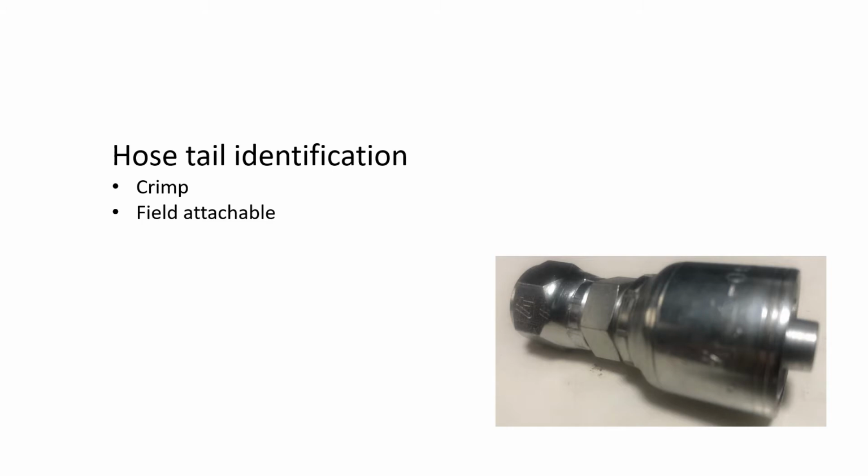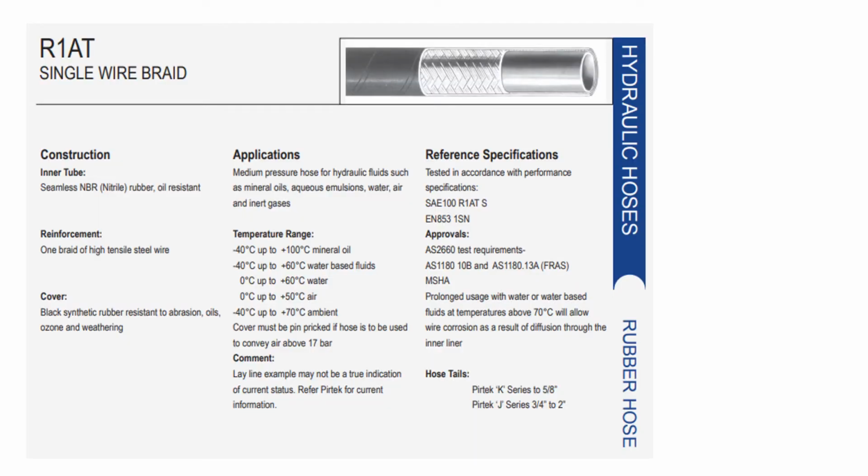Before we begin, let's have a look at hose tail identification, crimp style and field attachable style. Let's start with the crimp style hose tails. In this example, I'll be selecting hose tails for the R1AT single wire braided rubber hose. I downloaded this data sheet from www.pertech.com.au.